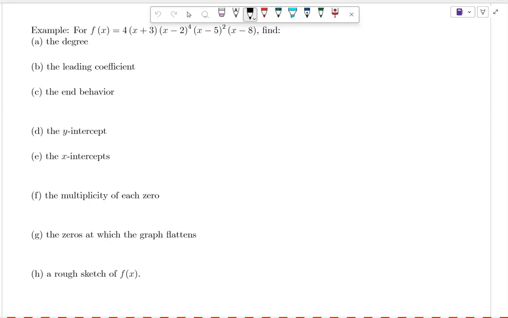So the first part here is asking you the degree, right? Remember the degree again is what for a polynomial? The highest exponent that you see, right? Now in factored form, we have to do a little bit of work, not too much, but a little bit of work to get to that point, right? What do we need to do to get to what the degree of this particular polynomial is?